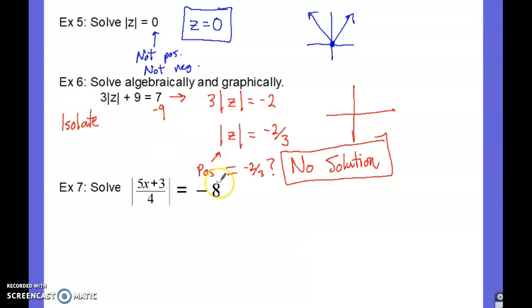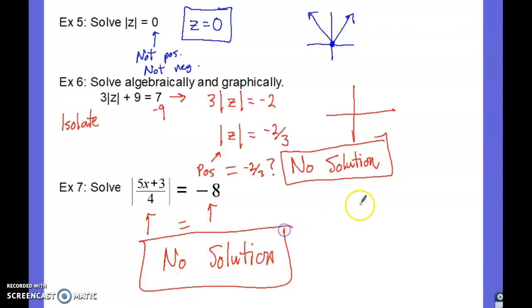And without even getting into any work, look at exercise 7. We have another positive equaling a negative. No solution. Don't even bother trying to do anything. This is impossible. Again, you can use that symbol for no solution. That is fine.